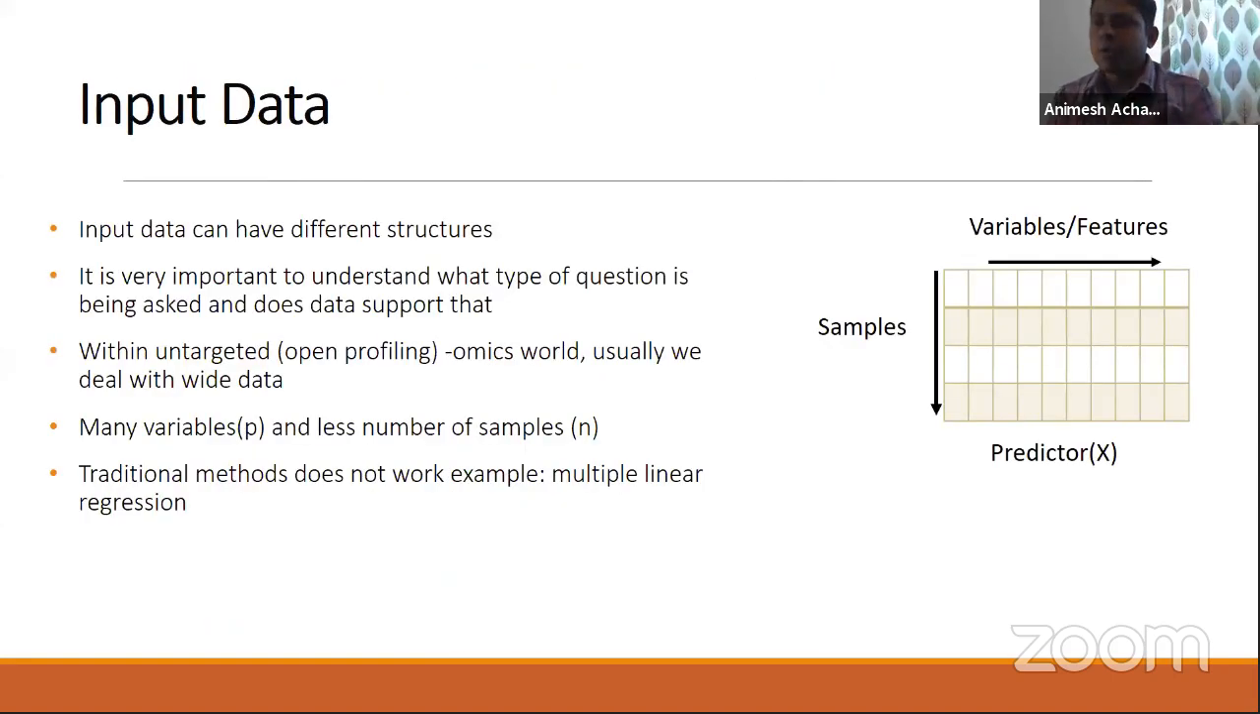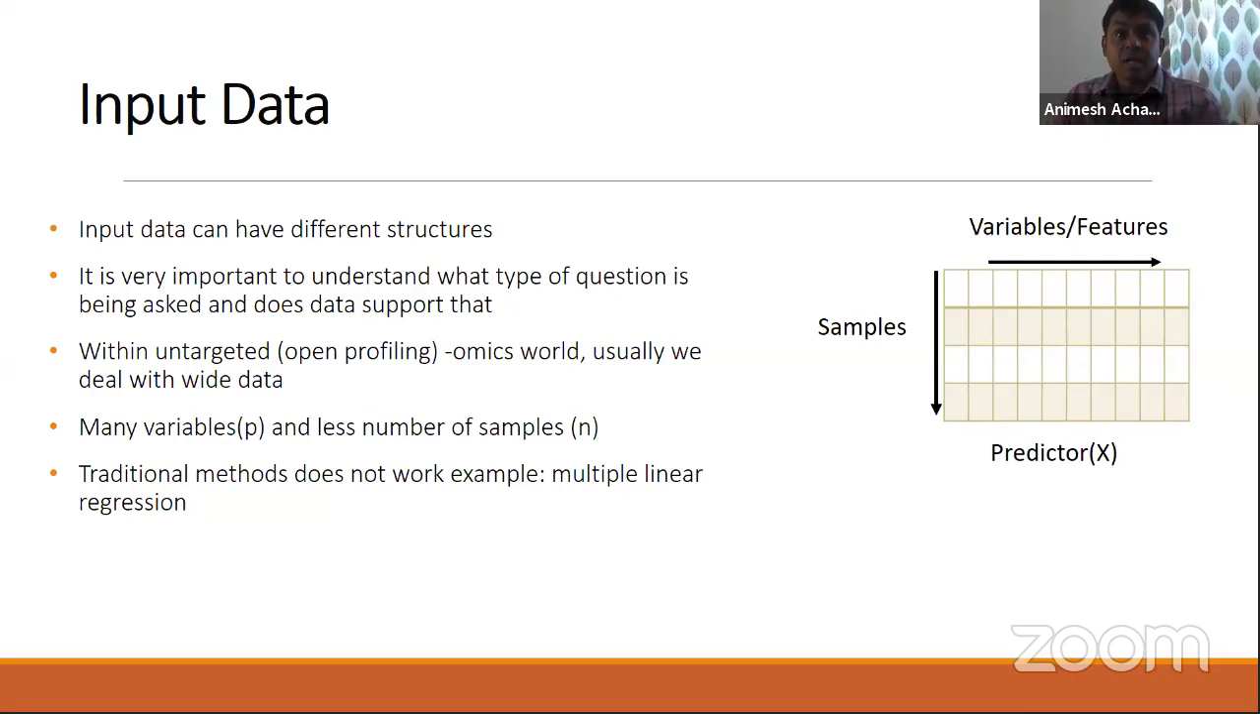Okay. Then let's talk about the input data. You also need to understand what your input data is. Input data can have a different structure. I'm giving one example here, a matrix form. Matrix form means you have your features and you have your samples. So that is your structured data.